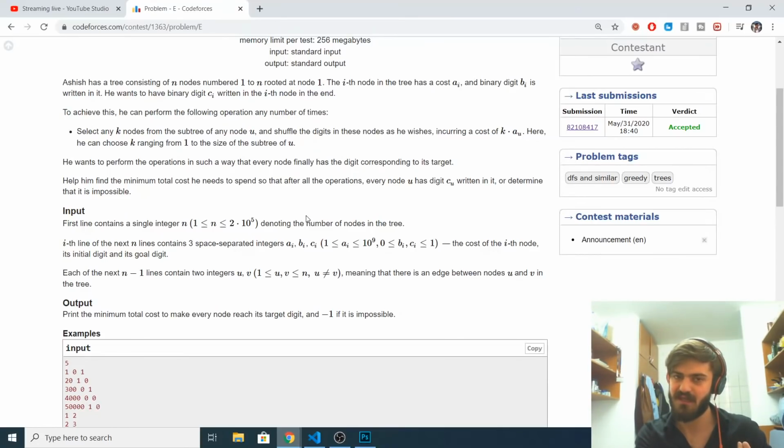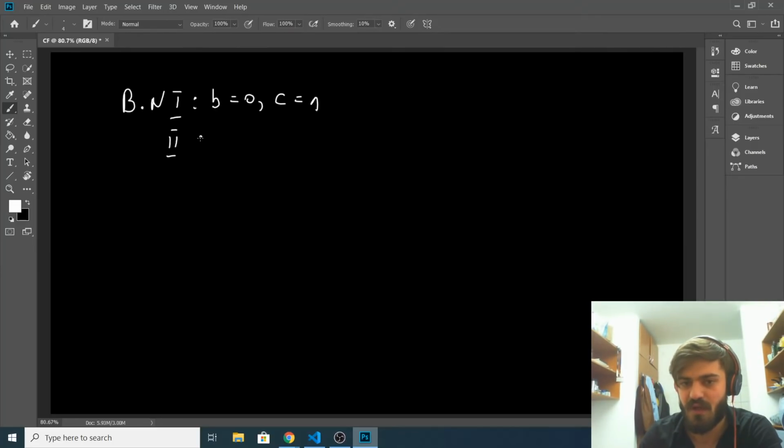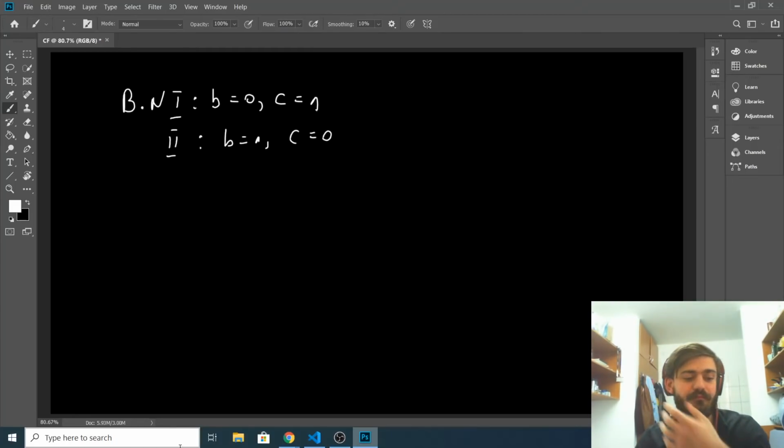The first type is a bad node which is 0 and should be 1, right? And the second type is a bad node that is 1 and should be 0, right? So bad node type number 1 is when B equals 0 and C equals 1, so from 0 it should be a 1, and type number 2 is of course when B equals 1 and C equals 0, right? Because what I do is that I take nodes from the tree and I shuffle them together.